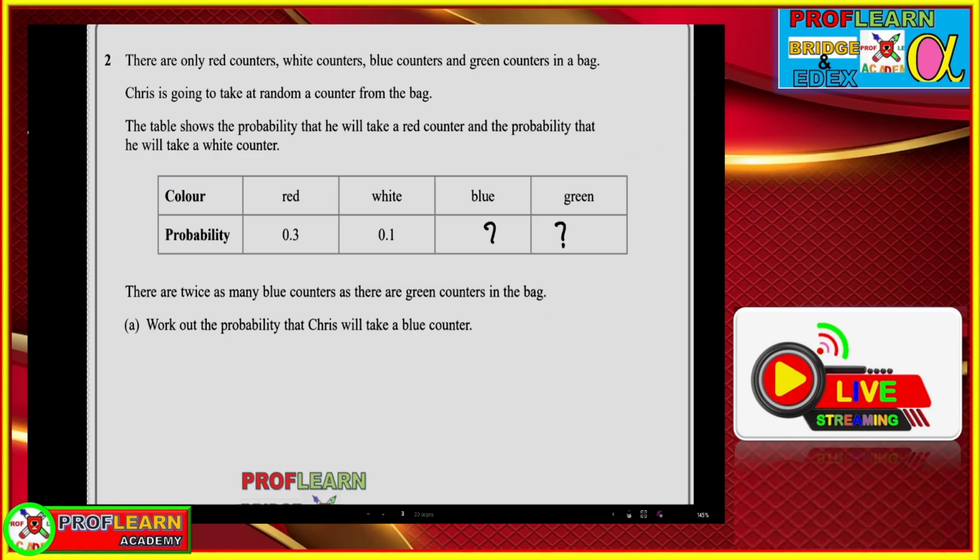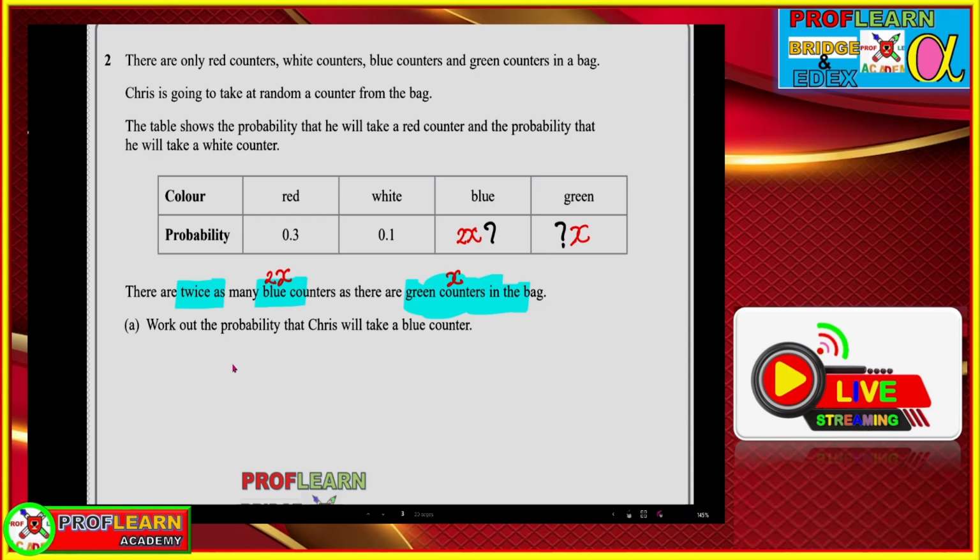But for you to work this out, you need to remember that more information will be given. So you are told there are twice as many blue counters as green counters. So if you let green counters be X, then blue counters will be 2X. Therefore, if you add all these probabilities, it must give you a value equivalent to 1. Probabilities add to 1. The highest probability is 1.